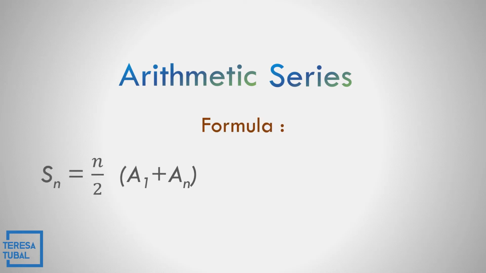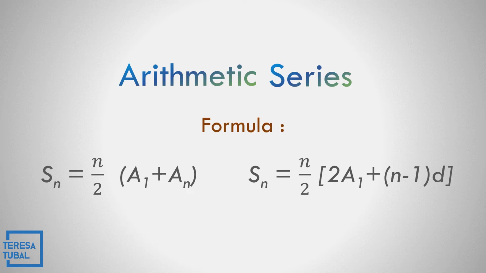The formula is S sub n is equal to n over 2 times the quantity of a sub 1 plus a sub n. While the second one, S sub n is equal to n over 2 times the quantity 2a sub 1 plus the quantity n minus 1 times d.